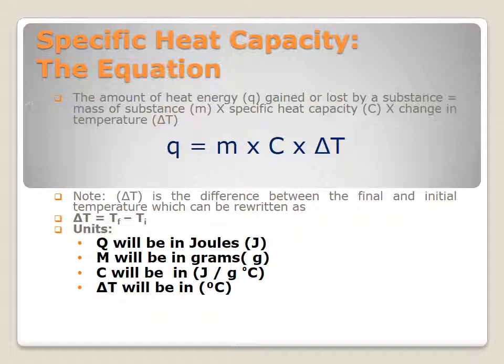C will be represented as the specific heat capacity, typically in joules per gram Celsius, and delta T, which is your change in temperature, will be in Celsius. And note that delta T is the difference between the final and initial temperature, and it can be rewritten as T final minus T initial.